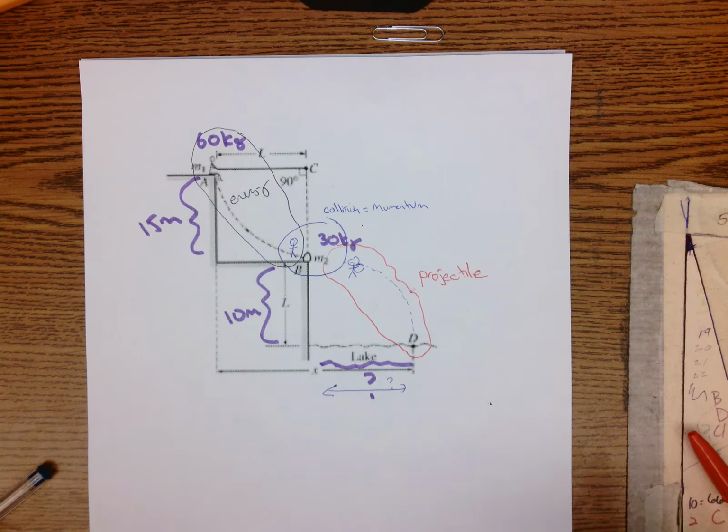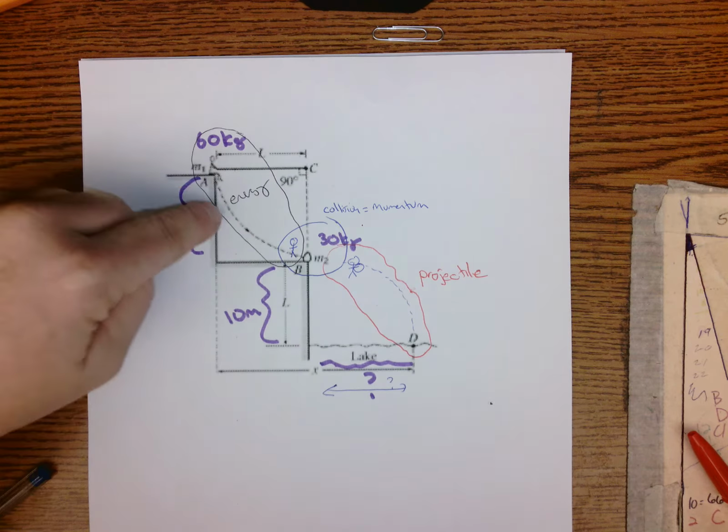So if you think about it first, you have a plan now. I'm going to solve an energy problem to find out how fast he's going right here just before the collision. Then it's a collision problem to find out how fast he's going after the collision. And now it's a projectile problem. So this is a sweet problem. It's a 3 for the price of 1 problem.